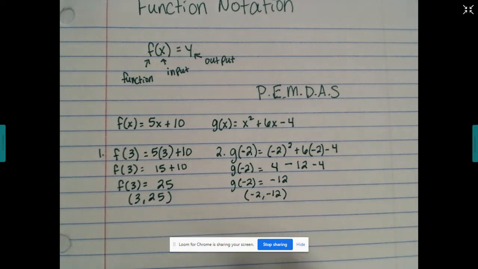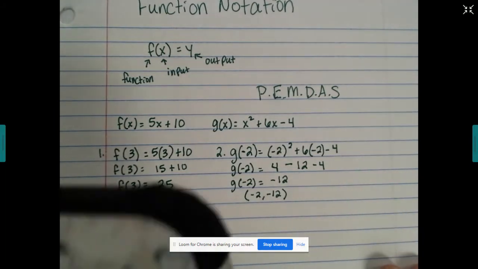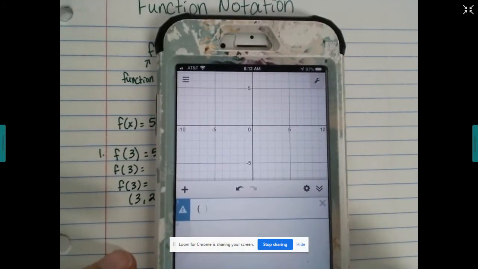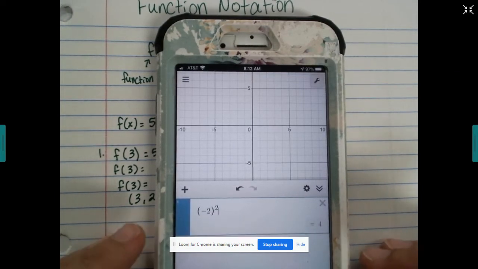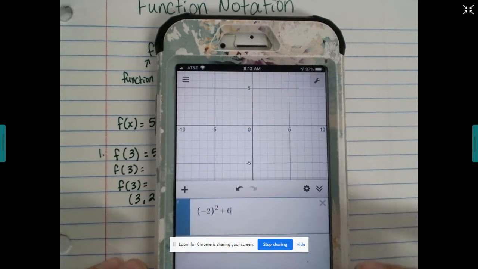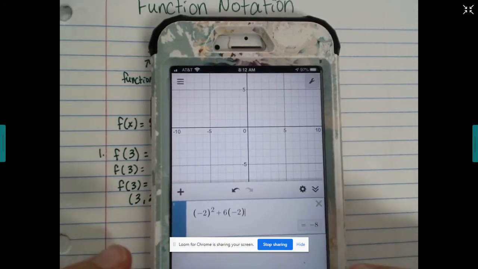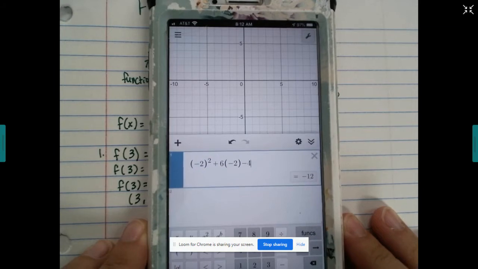Now, you can type all of this right here on the right side into Desmos if you aren't sure about simplifying it by hand or you just want to check yourself. So if we do that, we have -2 squared plus 6 times -2 minus 4. And there it is. And it's -12, and that's what we got.